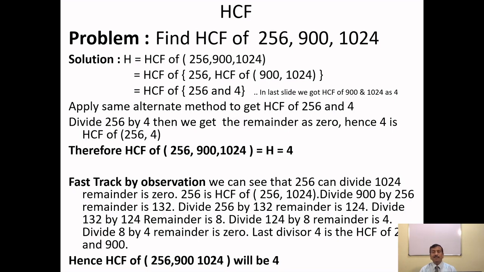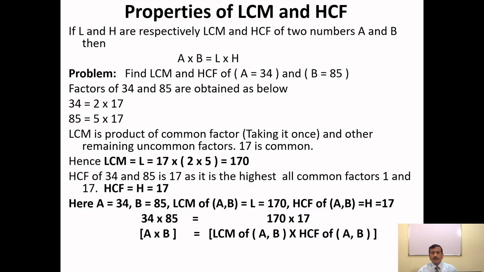Perhaps with this most of the concepts of LCM and HCF are clear by the normal method and alternate method. Now let us see the properties of LCM and HCF. If L and H are respectively the LCM and HCF of 2 numbers A and B, then the product of A and B is the product of L and H, that is, the product of LCM and HCF.